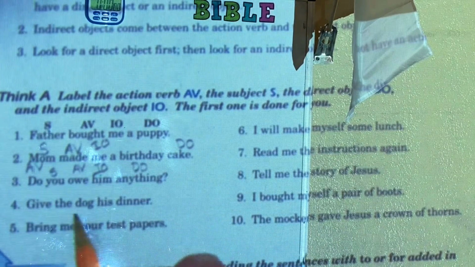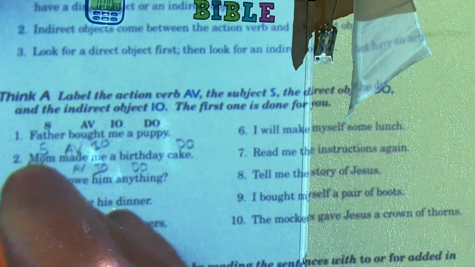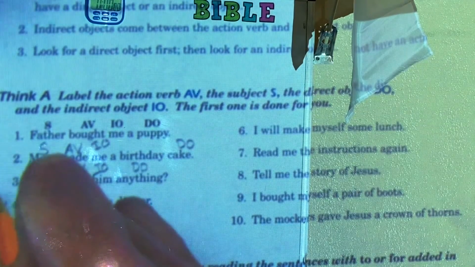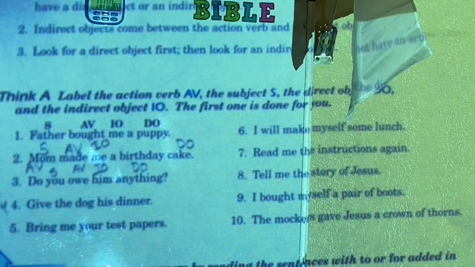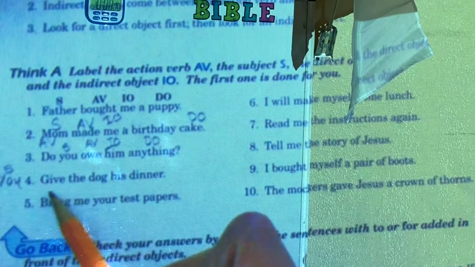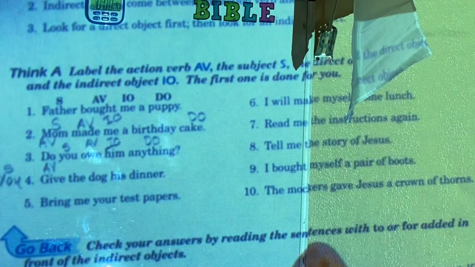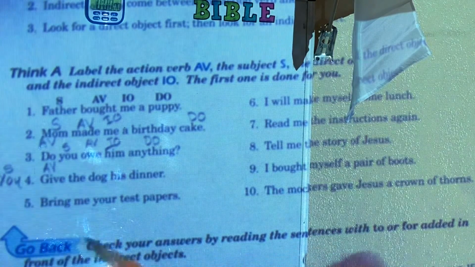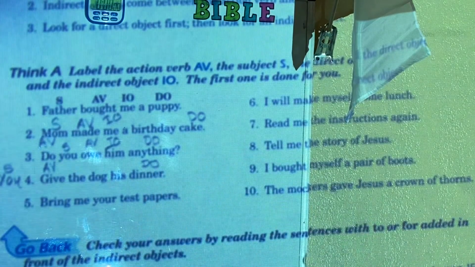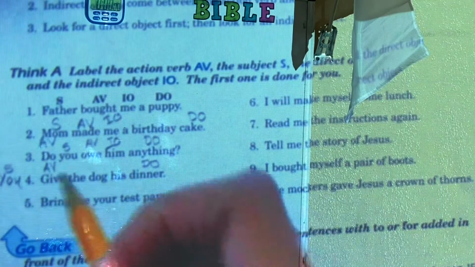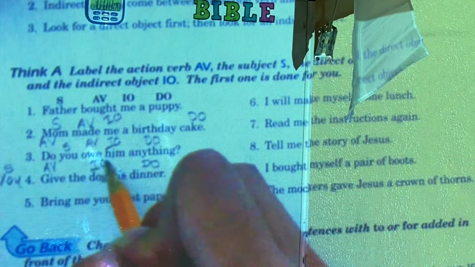Number 4, give the dog his dinner. Who is giving the dog his dinner? You. So you is the subject, even though it doesn't tell us here. Give would be the action verb. You give, what are you giving the dog? Dinner. So dinner would be the direct object. And you are giving whom the dinner? Dog. So the dog would be the indirect object. Okay?